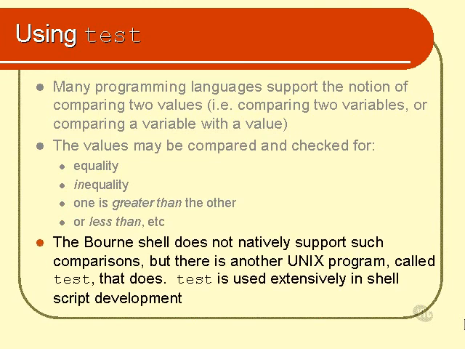Now it should be noted that the Bourne shell does not natively support such comparisons. The reason for that is that the Bourne shell really doesn't support the notion of integers at all. You might recall that I mentioned earlier in the module on variables that all variables in the shell are strings. There are no integers, so you can't really say if one is greater than another. However, all is not lost.